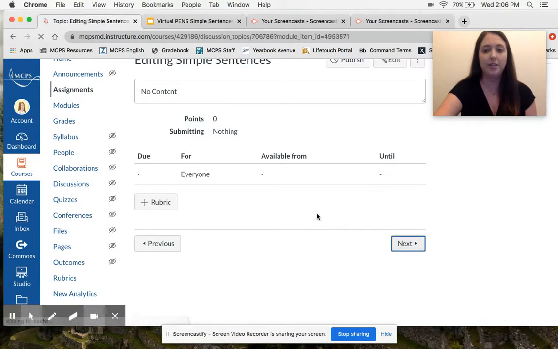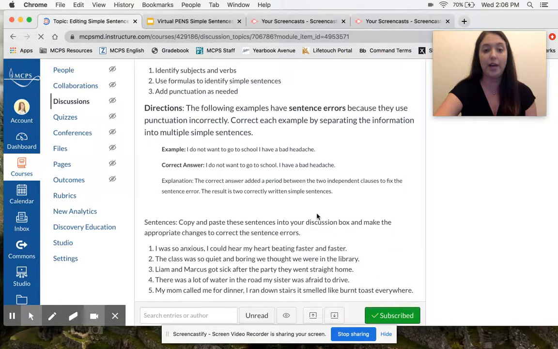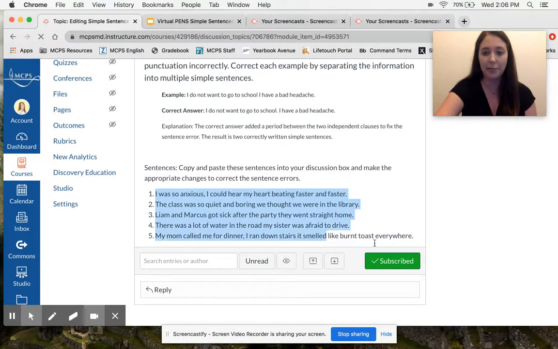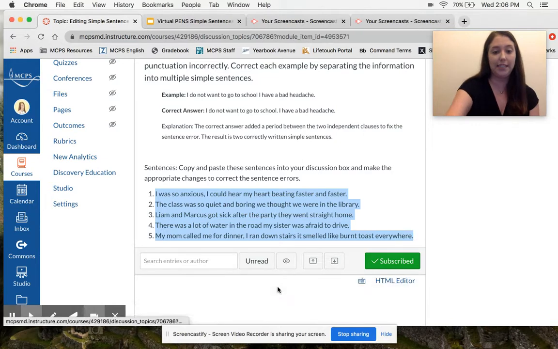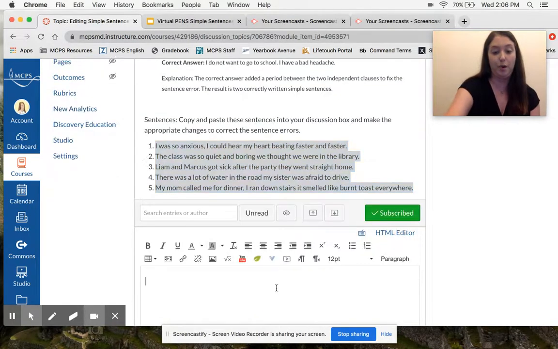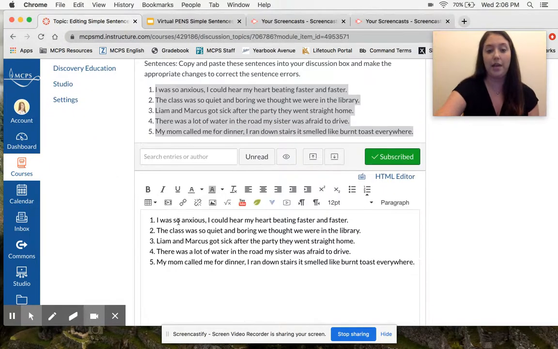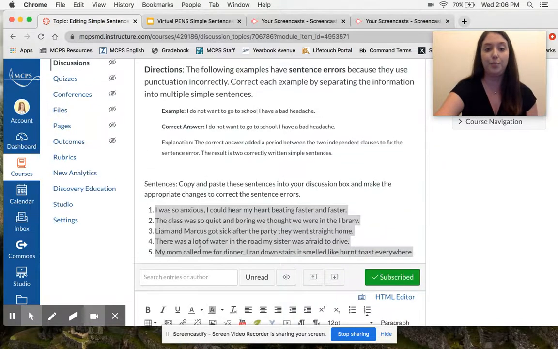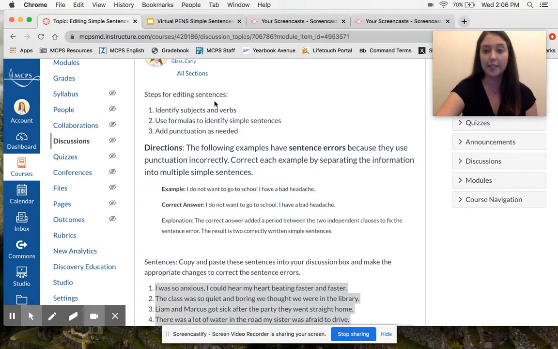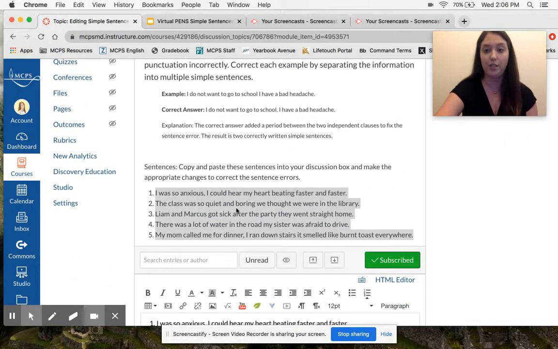Okay, now that you've learned how to edit simple sentences, you're actually going to go into MyMCPS. And the easiest way to do this is to just copy and paste the sentences into your box and then make the changes. You don't necessarily need to type out everything yourself, but you can make the changes in these sentences. I did put the steps for editing sentences at the top, but you can always use this video as a reference as well.